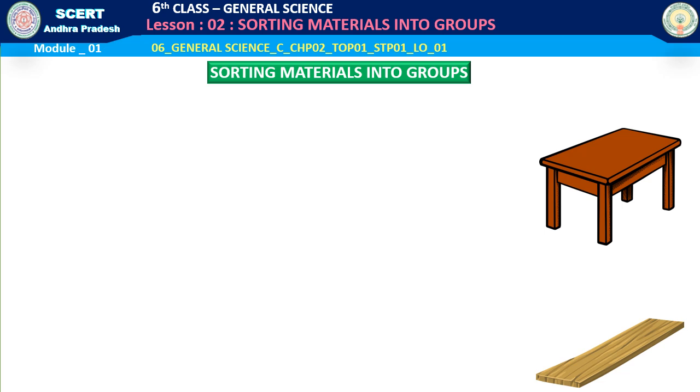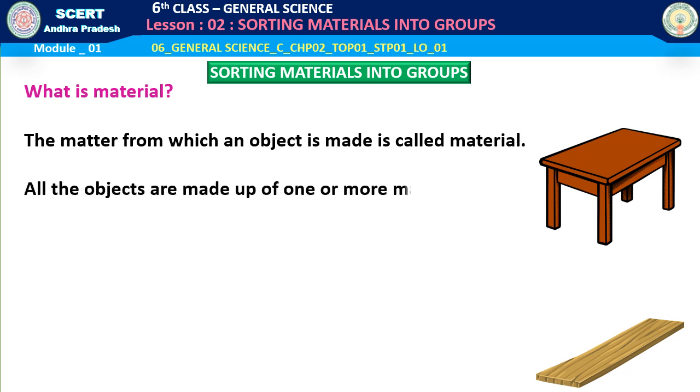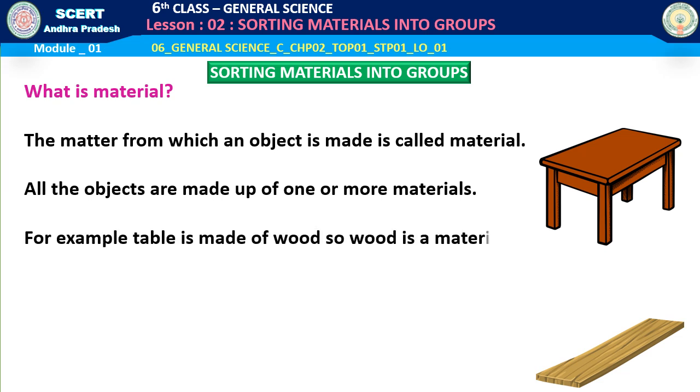First, let us understand about the material. What is material? The matter from which an object is made is called material. All the objects are made up of one or more materials. For example, table is made of wood. So, wood is a material.